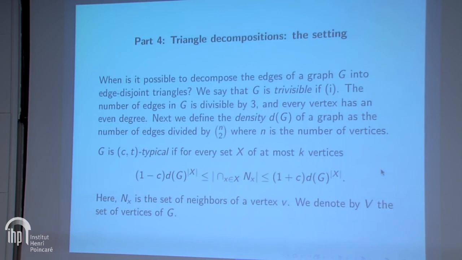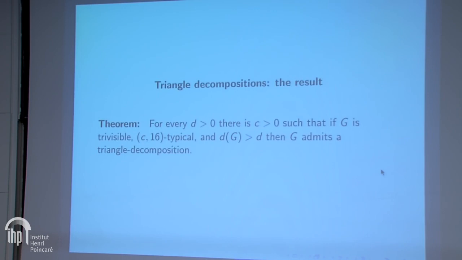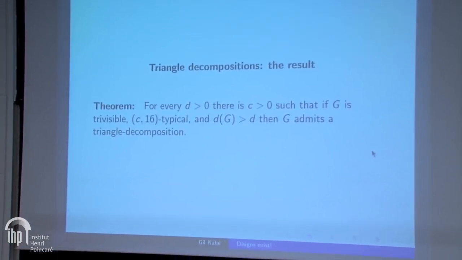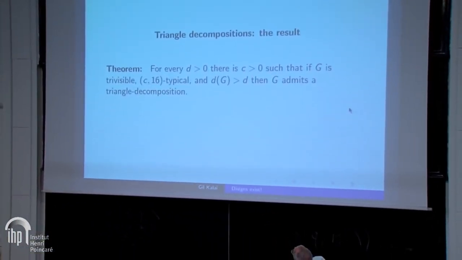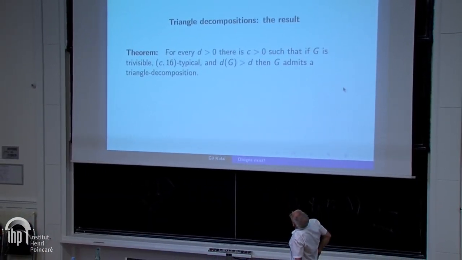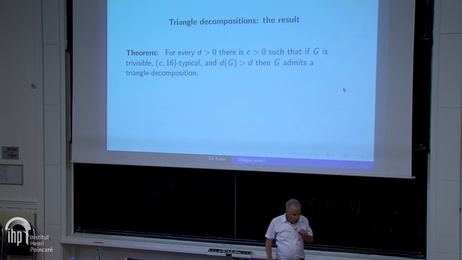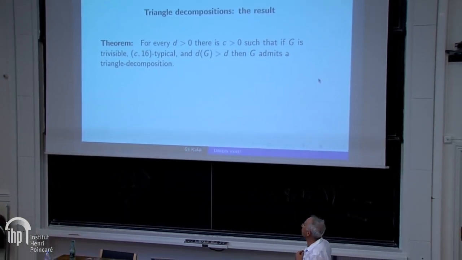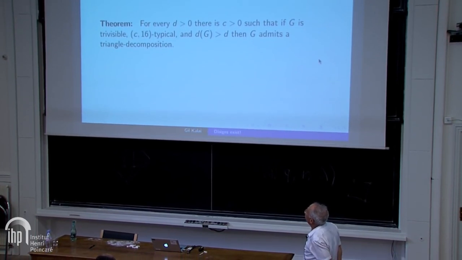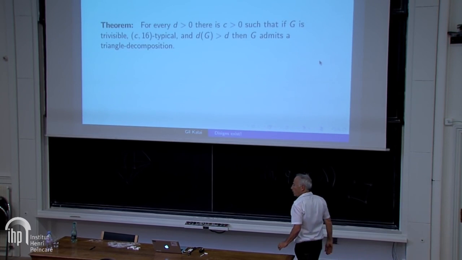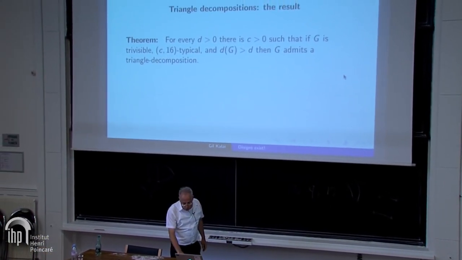So this is a quasi-random property. And Keevash's result is that for every density there is some constant c, this error margin, such that if you have a C, 16-typical graph of density D which is trivisible, and it's quasi-random, then you can decompose it into triangles. This theorem is already extremely beyond what was known even for this very special case of decomposition into triangles. And this is a good way to demonstrate.